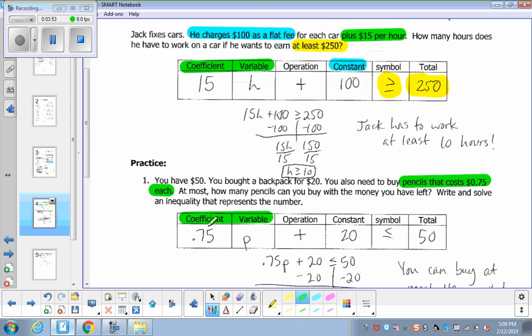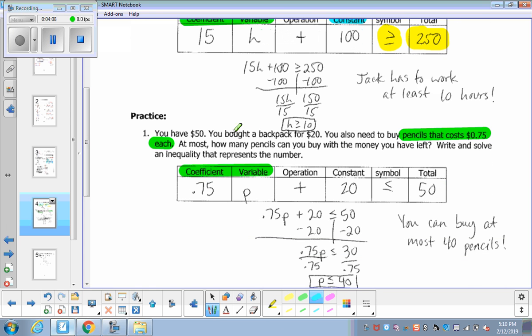Now the thing is that the pencils cost us 75 cents each, y'all, and then we're going to add the $20 that we spent on our backpack, and that total has to be less than or equal to the $50 that we have to spend. So notice that the part where you bought a backpack for $20, we do subtract the $20 when we solve the inequality.